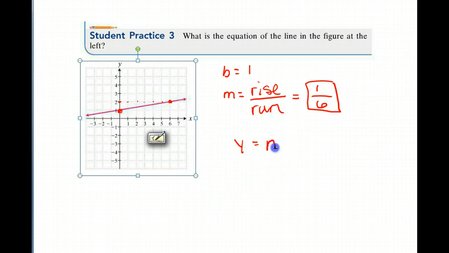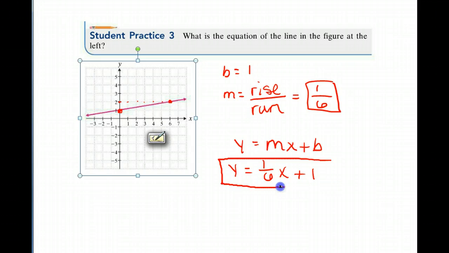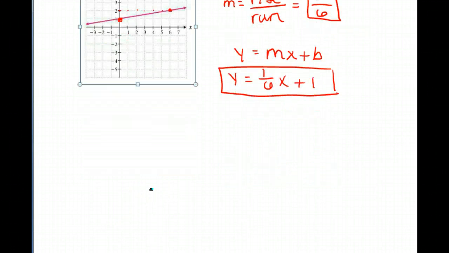We can now plug these two values into slope-intercept form. So we have y equals 1/6 x plus 1. And that is the slope-intercept form equation of the line that was graphed at the left.